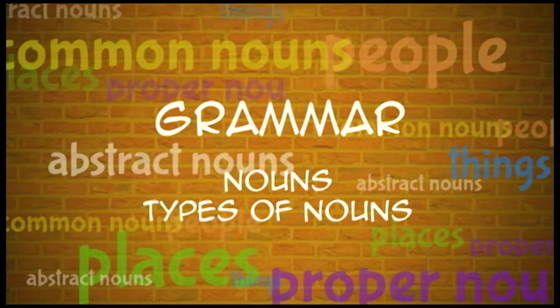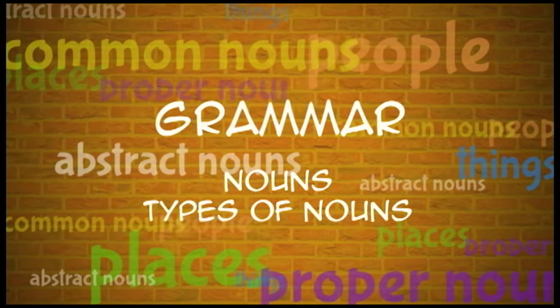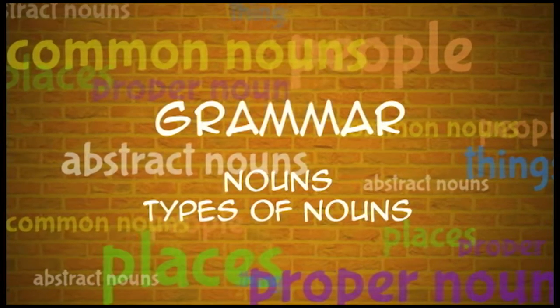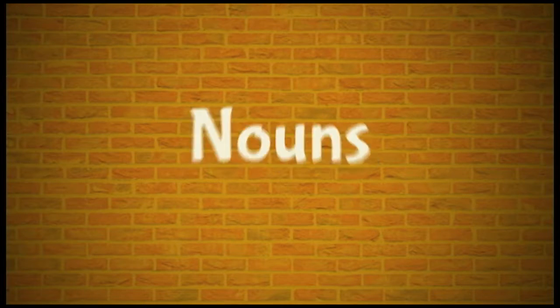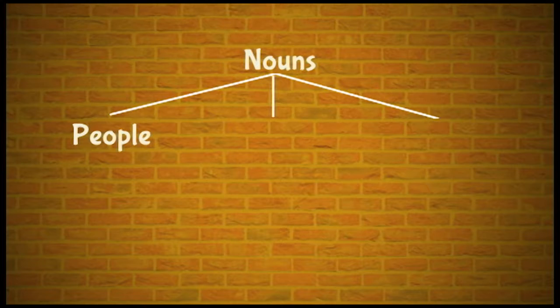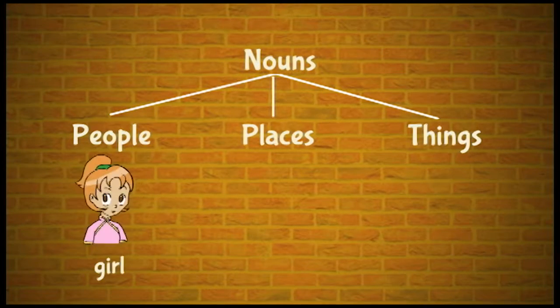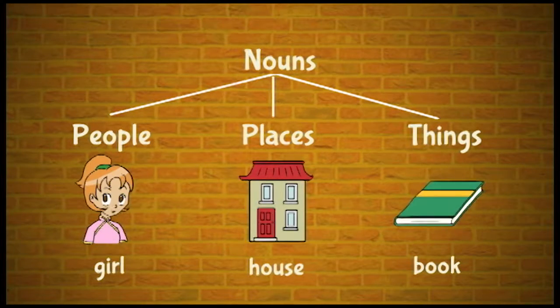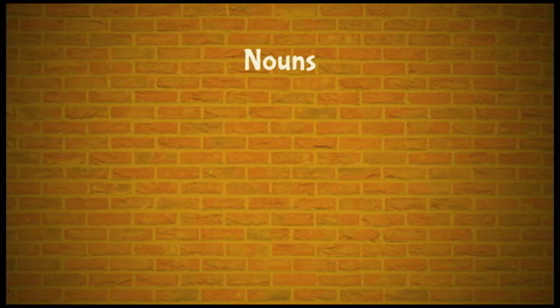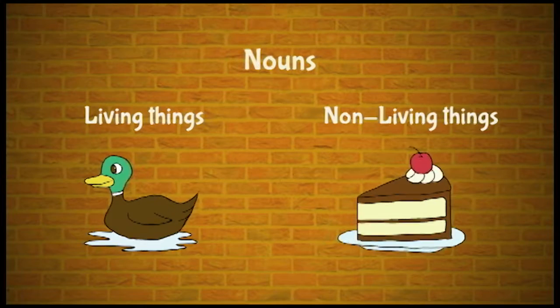We are going to learn one of the most important parts of speech in English, nouns. So what are nouns? Simply put, nouns are people, places, and things. Examples include a girl, house, and a book. Now when we say things, we include both living things and non-living things.